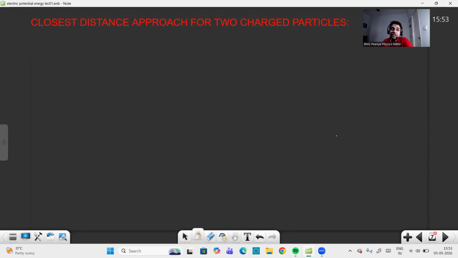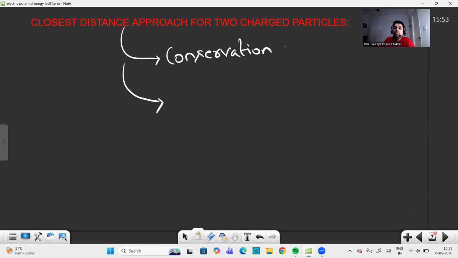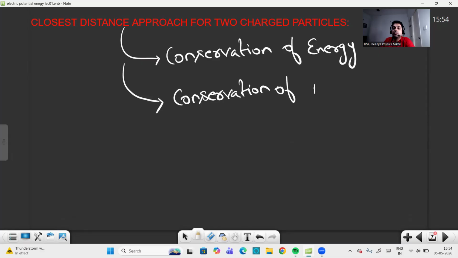Now the next one is closest distance of approach for two charged particles. Whenever in the question you are finding the closest distance of approach, two things must come to your mind. What is that? First one, conservation of energy. And second one is what? Conservation of momentum. Correct. Now we will understand it.